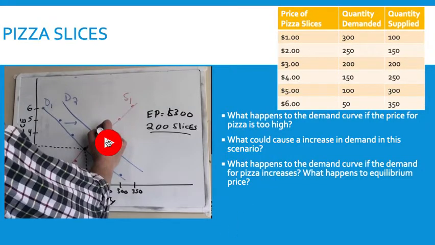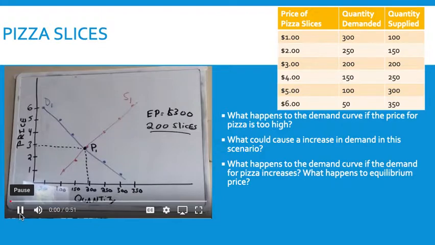We think about some other things in here, concepts we've looked at. What happens to the demand curve if the price of pizza is too high? So we're at equilibrium at $3. If we were to charge $4, what would happen to the demand curve? The answer is nothing would happen to the demand curve. If we were at $3, all we would do is move along.